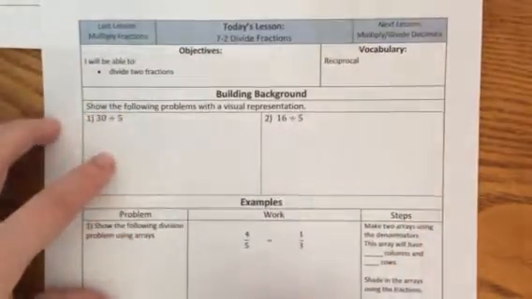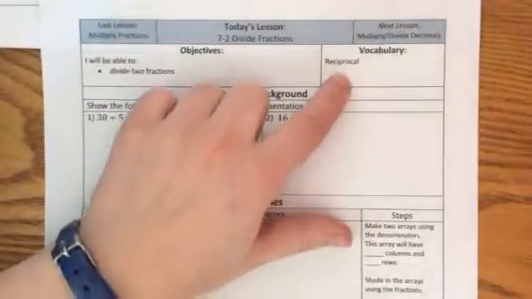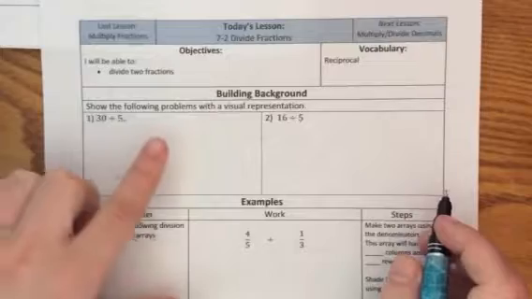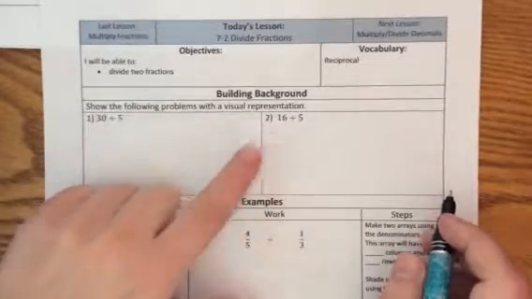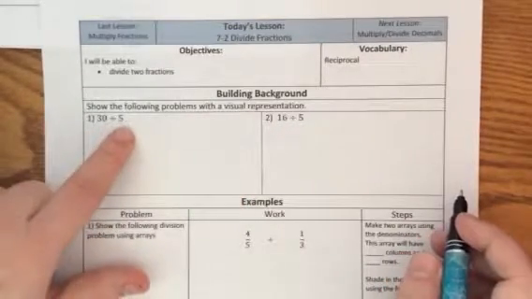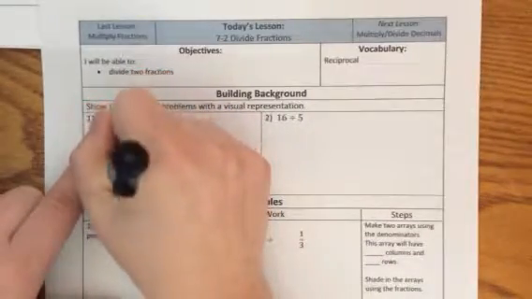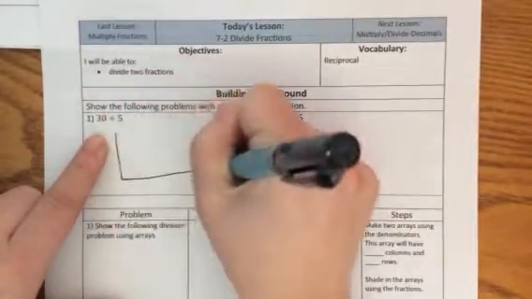We're actually going to start the notes first, and then we're going to flip to the vocabulary halfway through the video. Okay, so the first thing we're going to do is show the following problems with a visual representation. So 30 divided by 5 means I could have 30 spots.